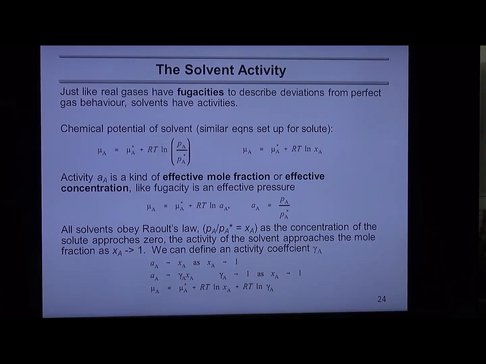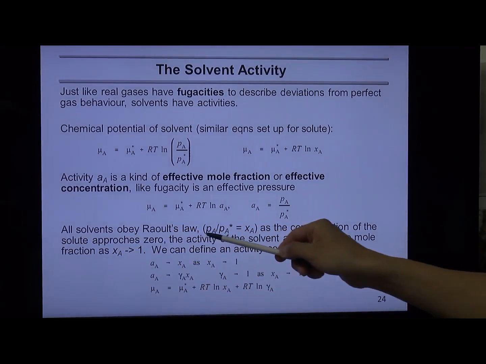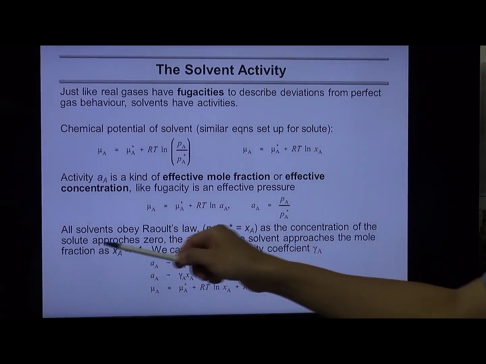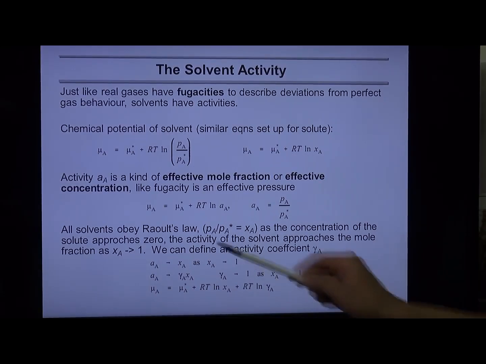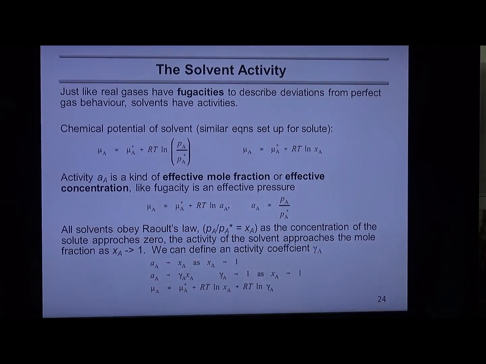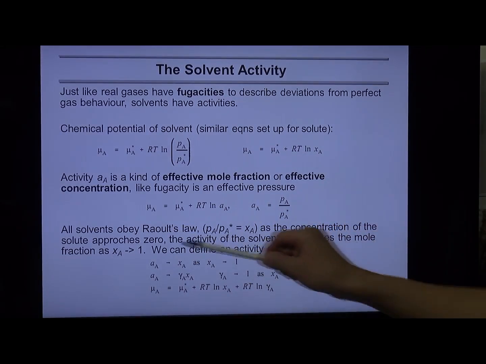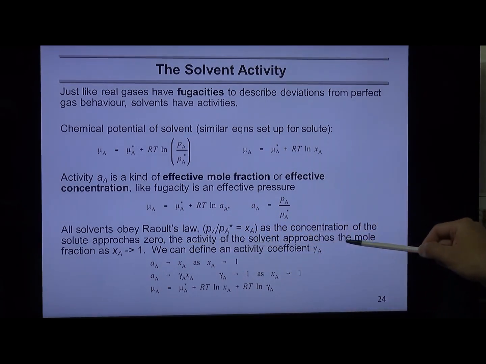Okay. So let's see the limit of this equation. All solvents obey Raoult's law as the concentration of the solute approaches zero. In a solution, if the concentration of solute approaches zero, which means that there's only solvent, pure solvent, then that should follow Raoult's law. And in this limit, the activity of the solvent approaches the mole fraction.